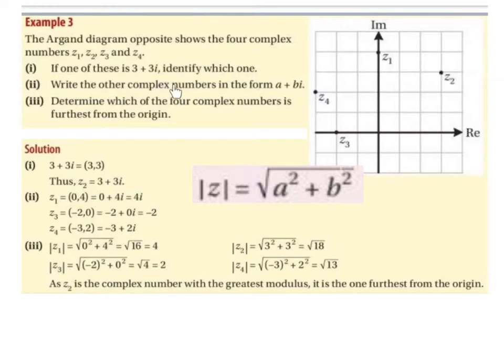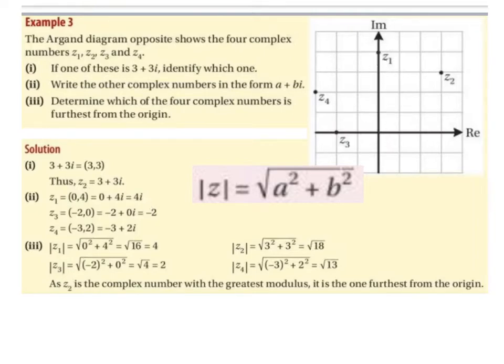3 plus 3i. Part 2. Write down the other complex numbers in the form a plus bi. So z1 is the coordinate (0, 4), which is 0 plus 4i, which is just equal to 4i. So we don't have any real part. So z1 we see is on the imaginary axis, so it has a real value of 0 and an imaginary value of 4.